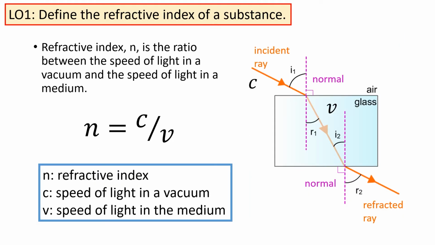The way that we quantify refraction is with the refractive index n. It's quite simply the ratio between the speed of light in a vacuum and the speed of light in a particular medium, for example glass or water. It's also worth noting that the speed of light in a vacuum is very, very close to the speed of light in air. In fact, we often say that the speed of light in a vacuum is equal to the speed of light in air.